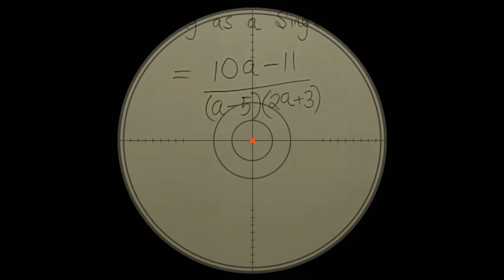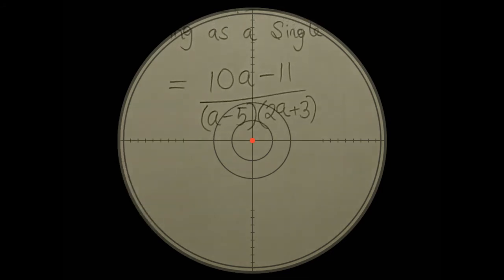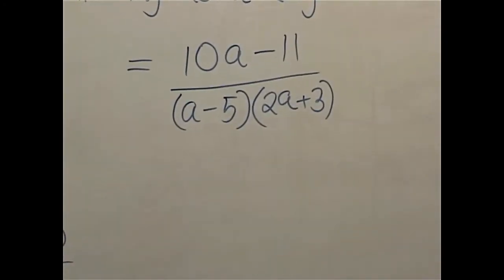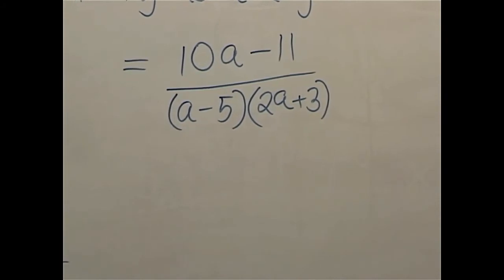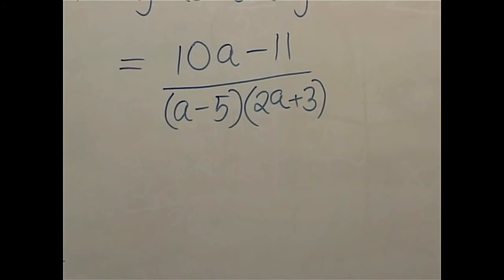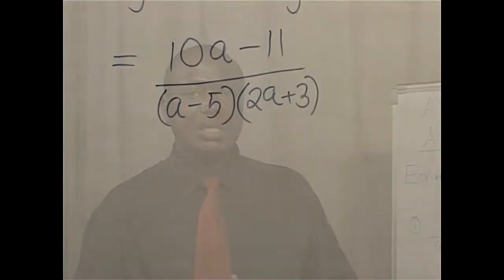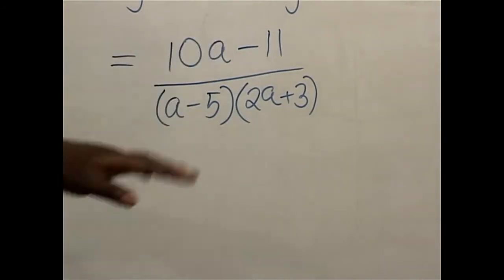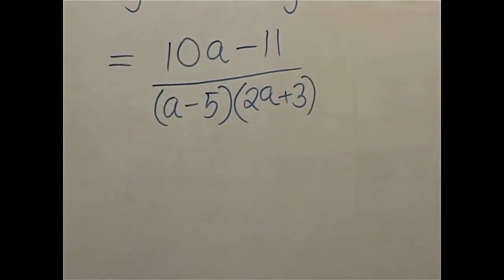If you have noticed, I haven't expanded the denominator because I want the denominator to be in its factorized form, so that when I get this numerator, I must also check to see whether I can factorize it. Like I said, fractions must always be reduced to their lowest terms. So let's look at the numerator. 10a minus 11. Is it possible for us to factorize?